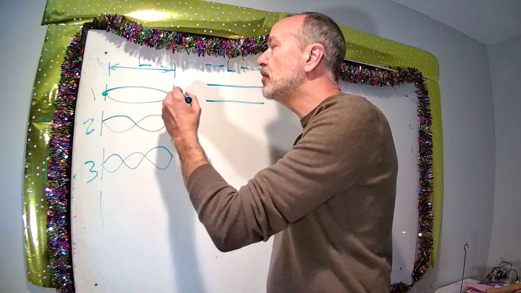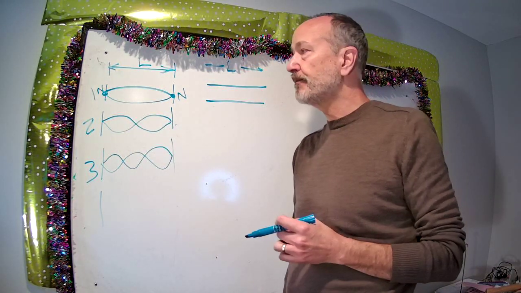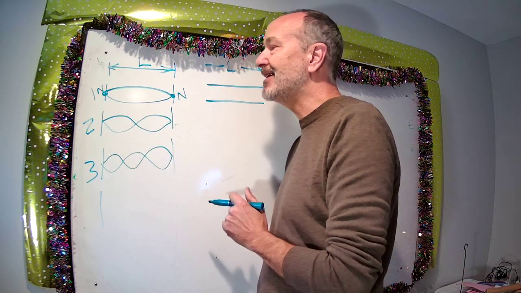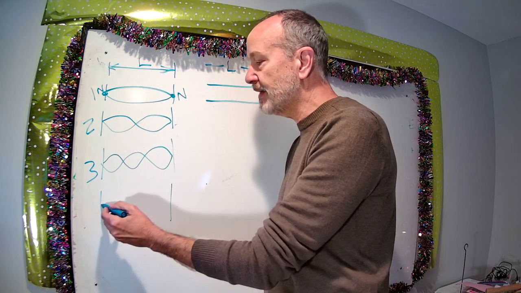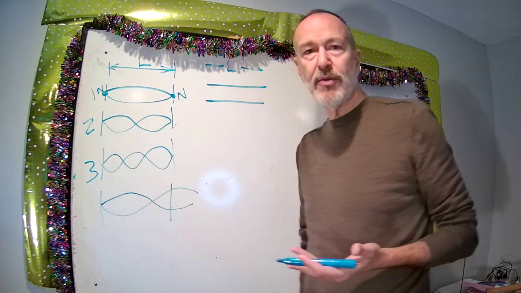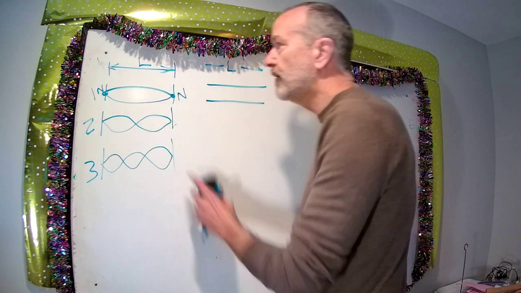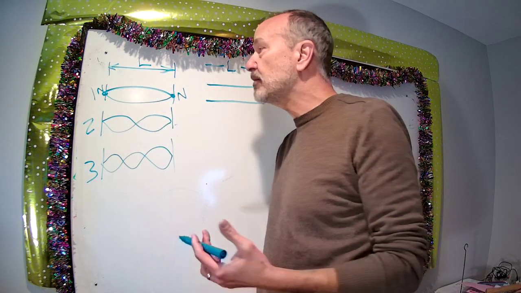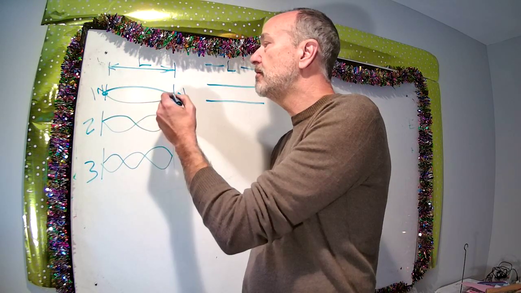These are nodes. Nodes have to be at the ends for fixed ends of a string. Okay? And they have to occur at the ends there. So we can't have, for example, on a string like this, something that looks like that because the string can't vibrate back and forth there. So the only frequencies, the only wavelengths that are going to resonate are going to have nodes there and there.